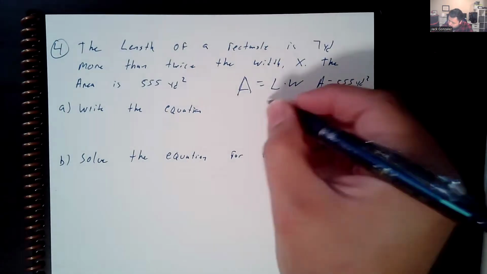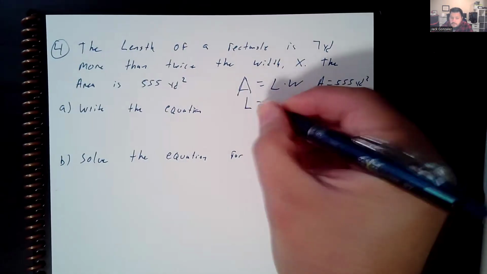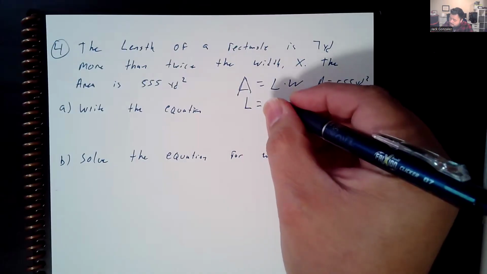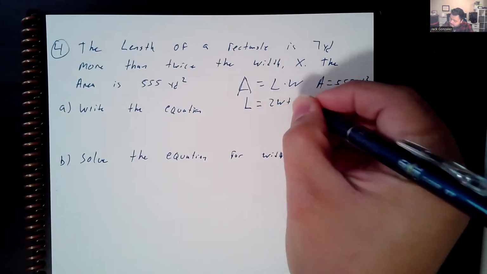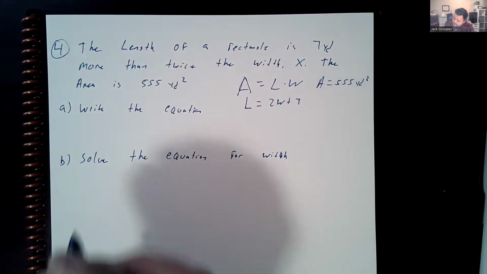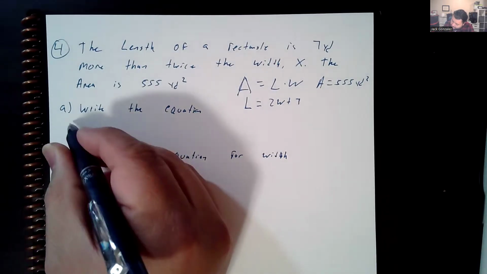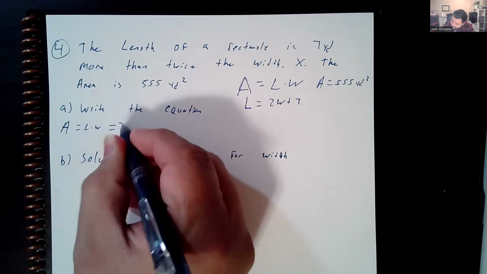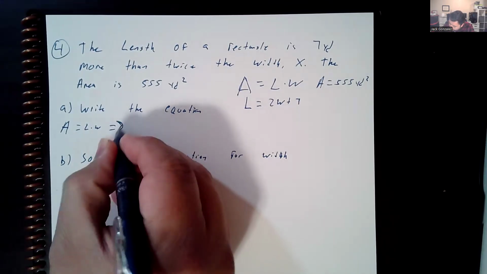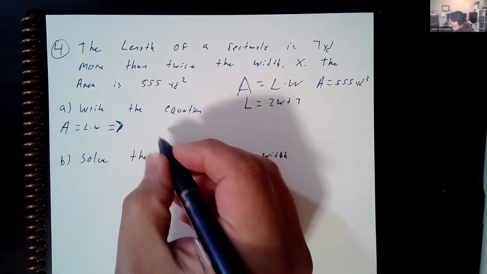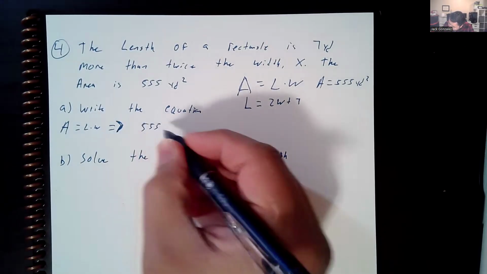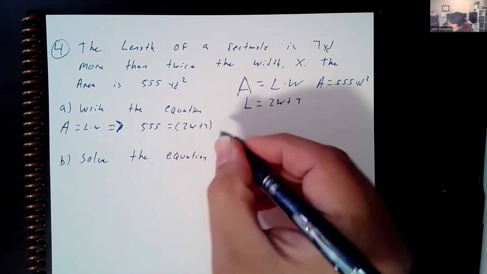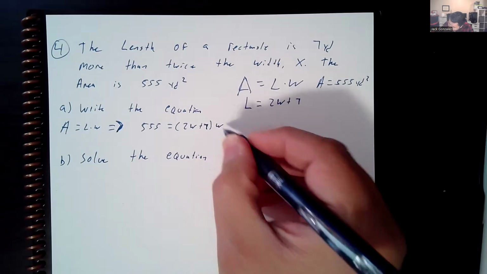The length of the rectangle is 7 yards more than twice the width. So 7 plus 2W, or 2W plus 7. Plug that in, and we'll have our formula. So that will be 555 equal to 2W plus 7 times W.